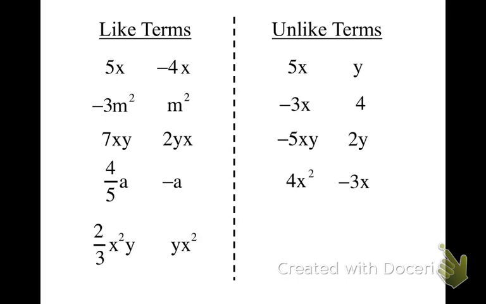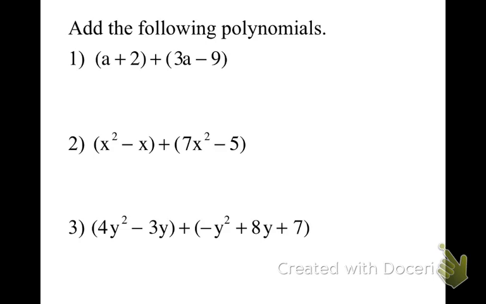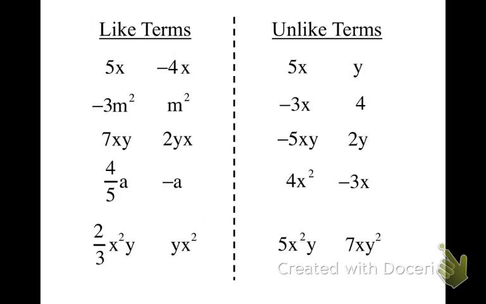2x squared y is a like term with yx squared because x is squared and y is to the first on both terms. 5x squared y and 7x y squared are not, because in the second one x is to the first, y is to the second.